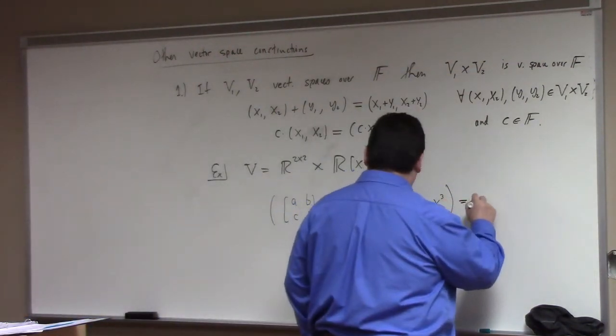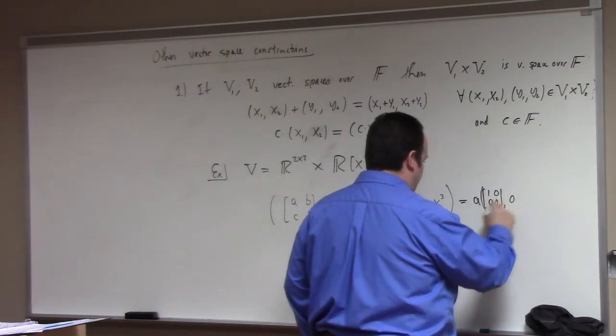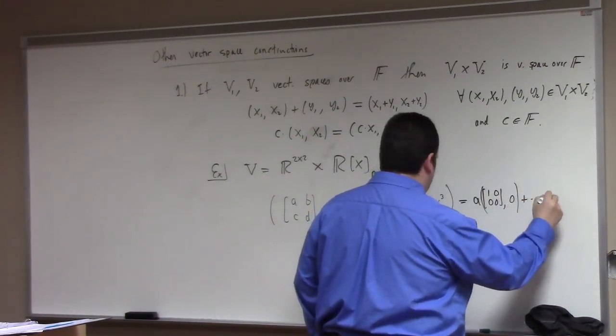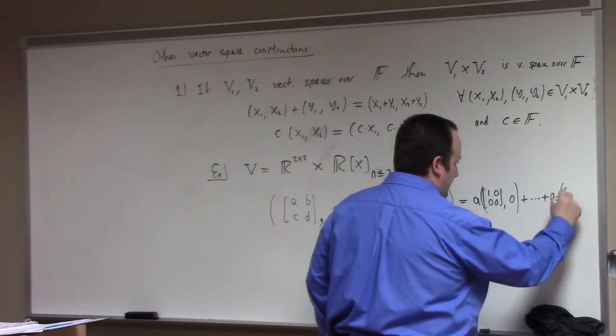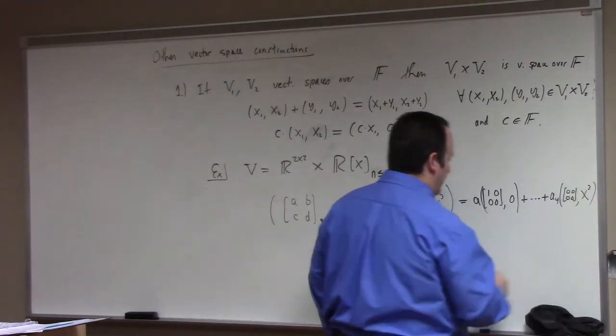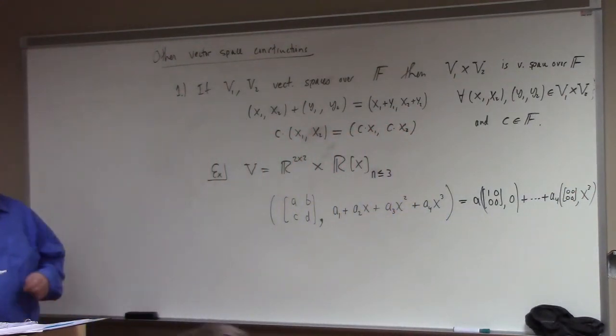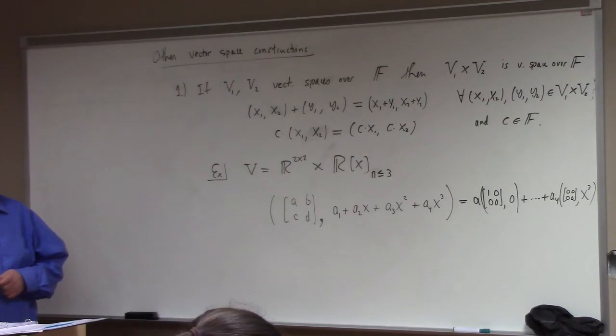Here's the first one. The matrix with A1, 0, 0, 0, 0. Plus eventually you get to A4 times the 0 matrix times x cubed. And there's 6 things in between there I didn't write. You can prove that those are linearly independent, in fact.